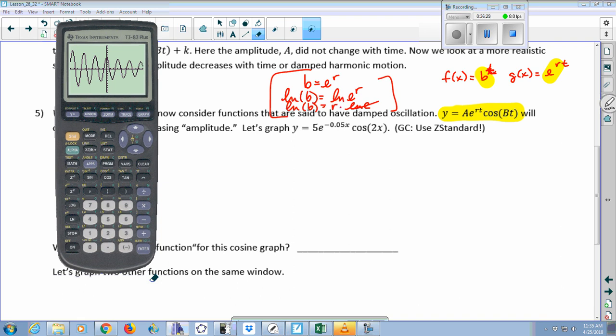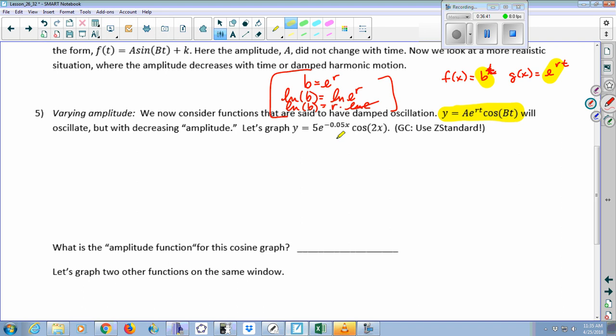All right, so this piece right here in front, 5e to the negative 0.05x, if you notice, this all by itself is what kind of function right here? What kind of function is this? Exponential what?